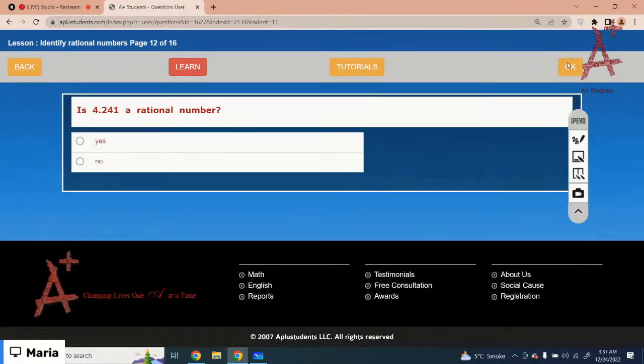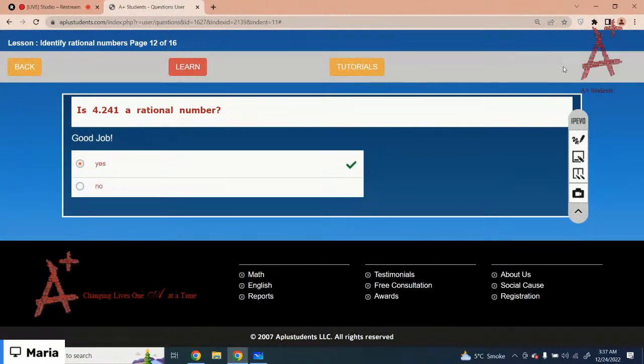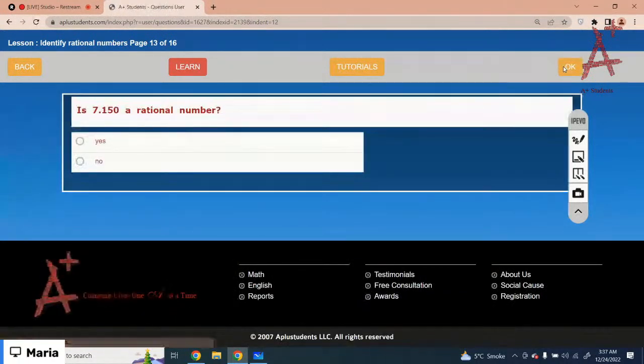Okay, is 4.241 a rational number? Yes, it is a terminating decimal, so it is a rational number. The answer is yes. Just select the correct option, then click on the OK button. Is 7.150 a rational number? Yes, it is a terminating decimal, so it is a rational number. Got it?